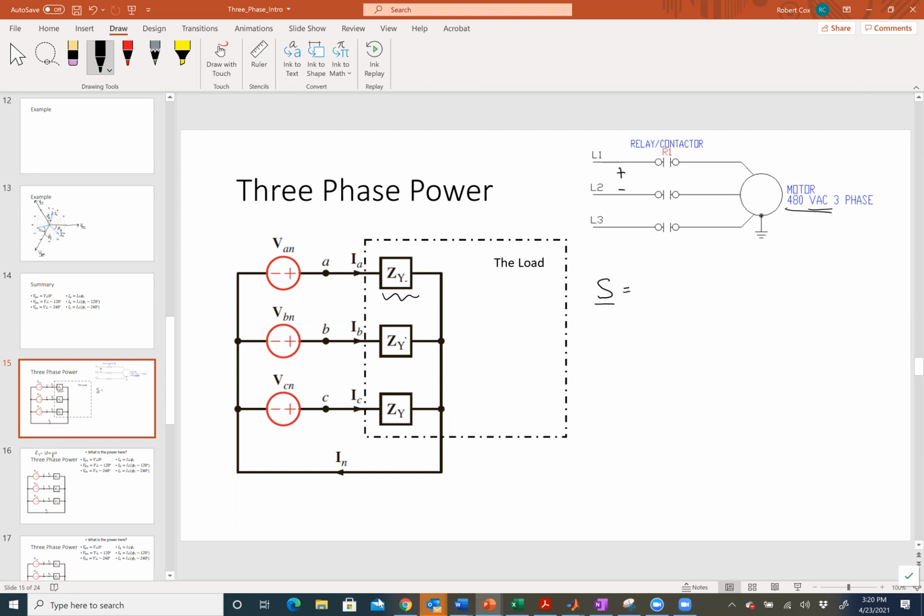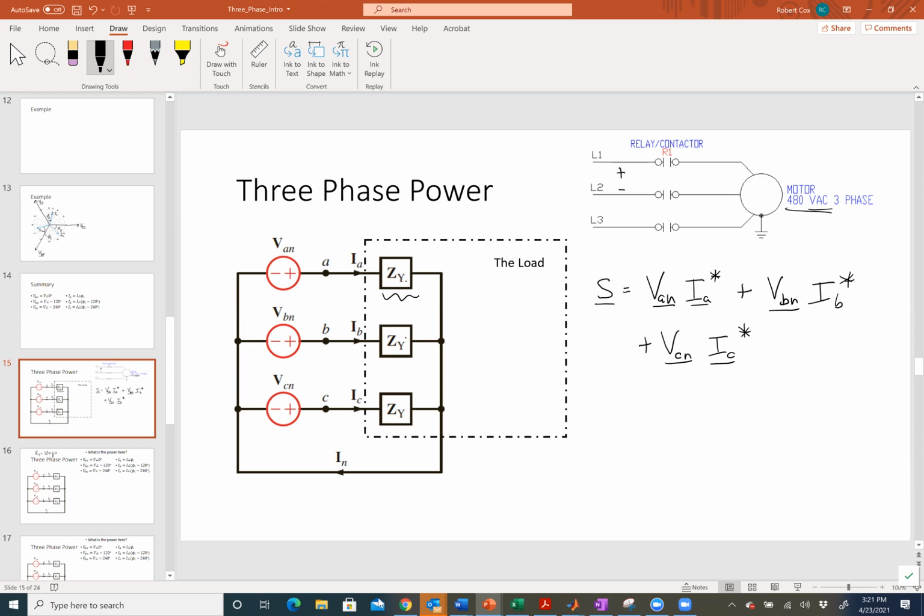Phase voltage times phase current. Well, VAN times IA conjugate, in terms of the phasors. And then I would add in VBN times IB conjugate, plus VCN times IC conjugate, like that. That's how I would get the power into that whole thing.